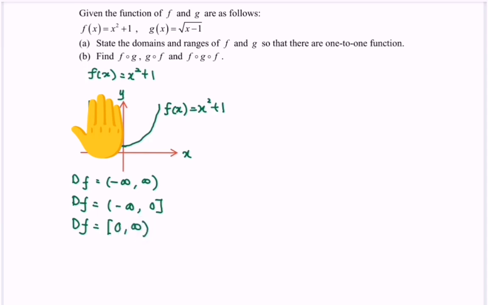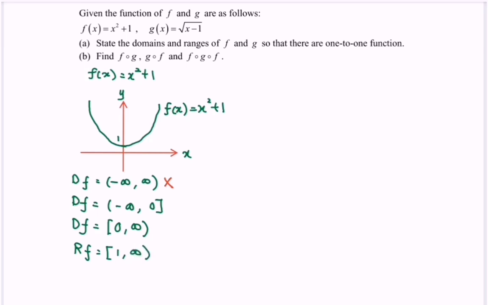So for this case, negative infinity until infinity would not be the answer, because the function f would not be a one-to-one function. Continue, we have the range for f. By referring to the graph, we have the minimum value, which is 1. So the answer will be 1 until infinity.